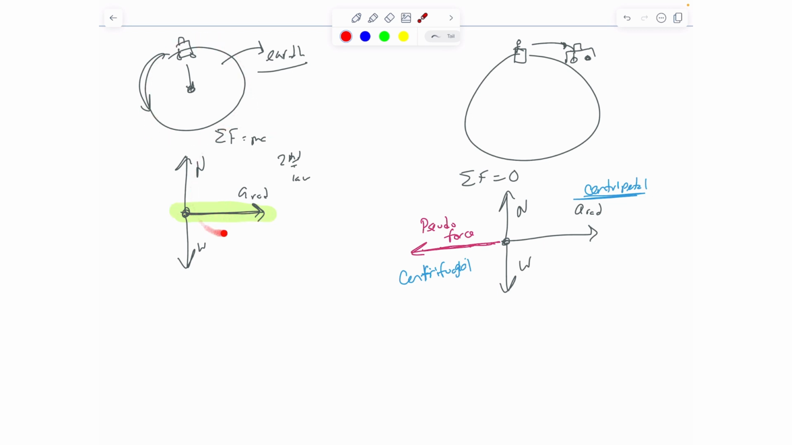Okay, so we use Newton's second law here, Newton's first law here, but the reason we use Newton's first law is because we're comparing him to the car, and we have to add in this pseudo force.